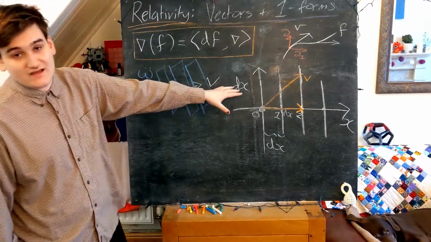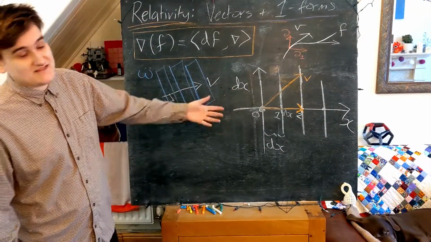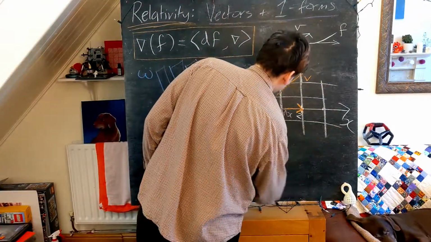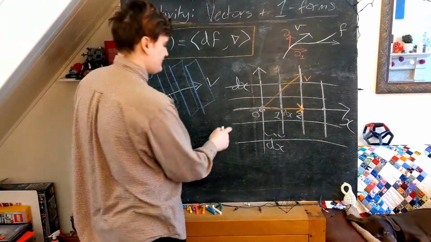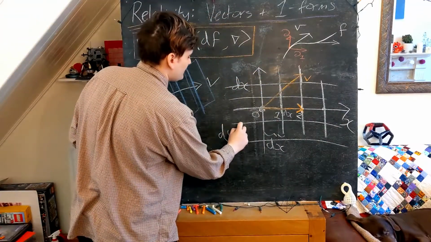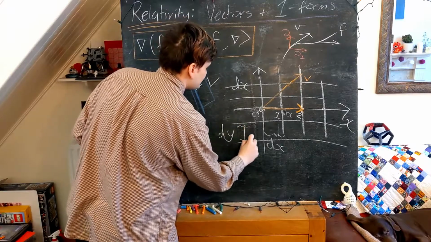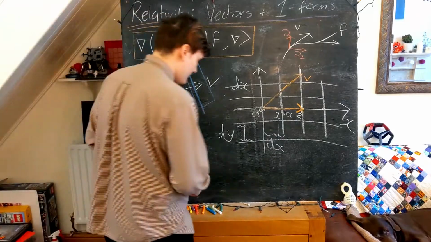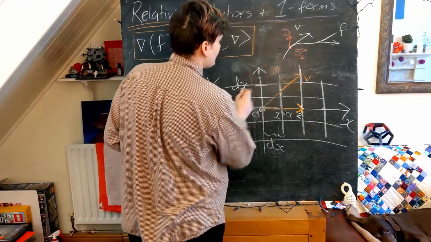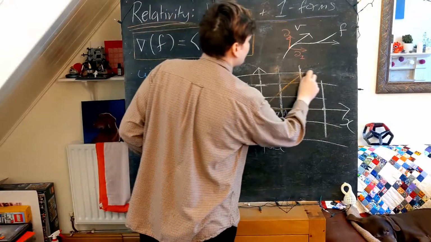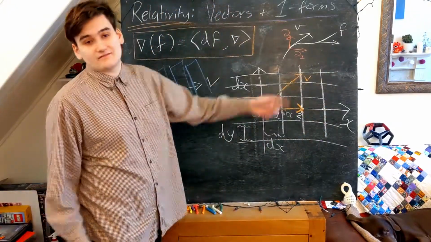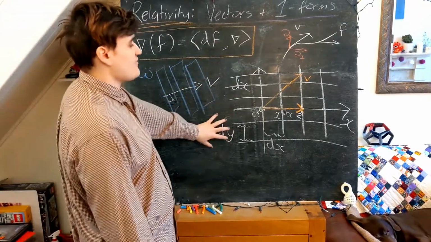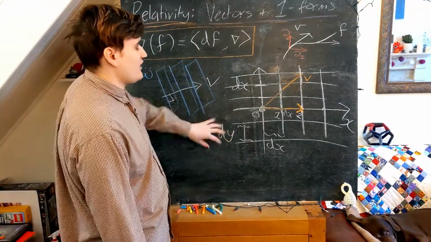So just as I've drawn on here as well, I'll just quickly note I drew the one form dx. I could have equally drawn another one form, say dy, where this distance here corresponds to the infinitesimal dy, and now we would count, okay, well this vector here is maybe going to have component 3 in the dy direction, or when measured by the one form dy.